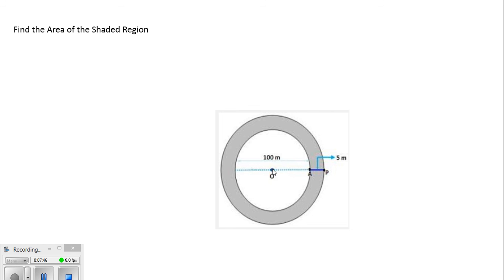That means its radius is 50. And this is saying the AP length is 5. So if you went from O to P, that's a distance of 55. That's the radius of the outer circle. Okay? So the outer radius is 55. Okay, the inner radius is 50. So the area is pi r squared, 55 squared times pi minus 50 squared times pi.